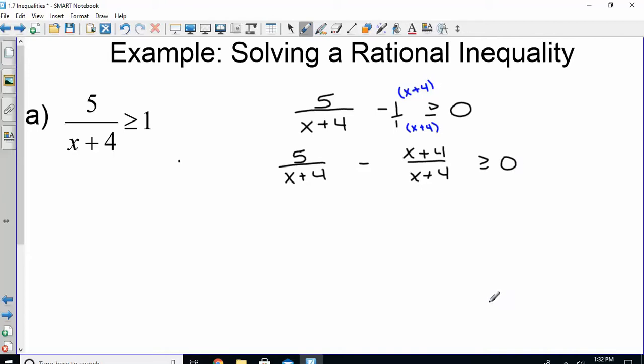Once these things have the same denominator, we can combine them into a single fraction. What should I do with this subtraction? Just like having a negative in front of a parenthesis, what do you do with it? Distribute. So I'm going to make this a plus and then run a negative through the top of that fraction. So now when I put these together, the denominator doesn't change. I have a negative x, 5 plus negative 4 is positive 1.